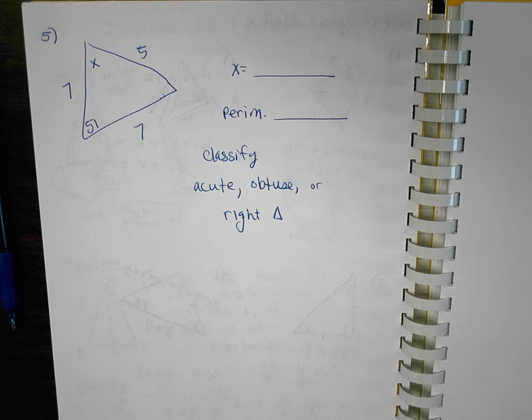Do you guys have enough information to find the perimeter right now? Yes. How do you find the perimeter? Add up all the sides. Anybody tell me what it is? 19? Yes. 51.